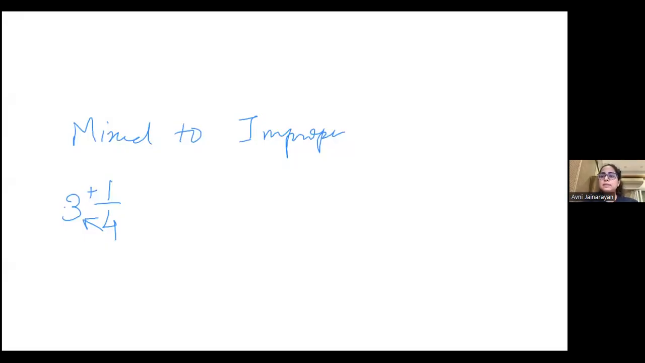So now we will start with the conversion of mixed to improper. And this is how it is done. So we have a mixed fraction that is 3, 1 upon 4. And how do we do that?